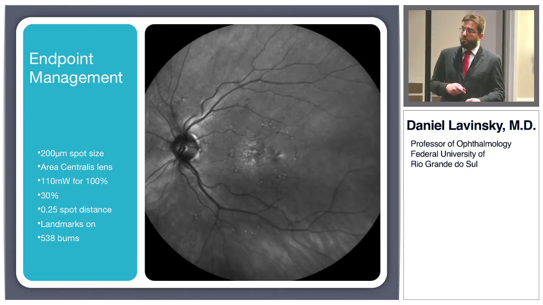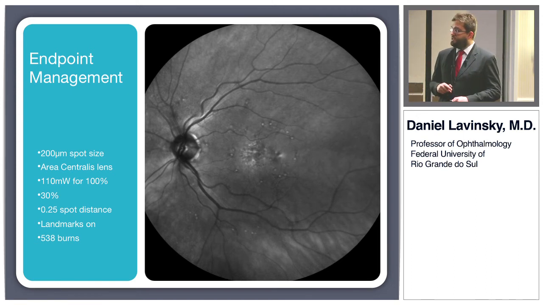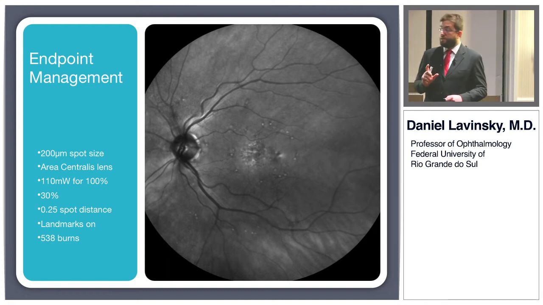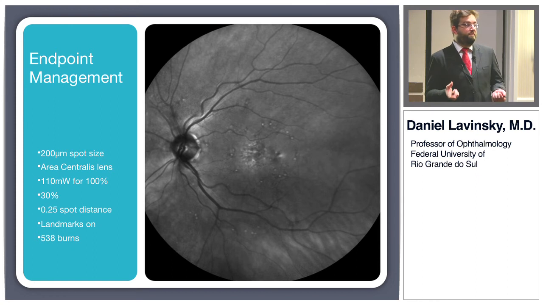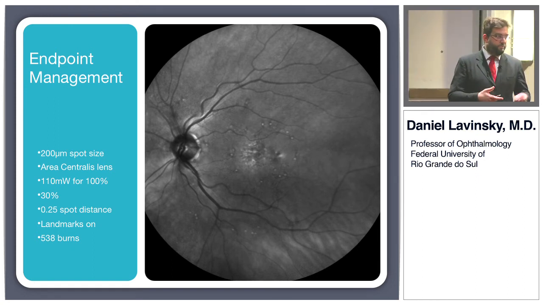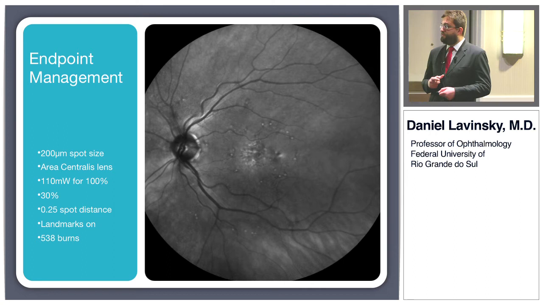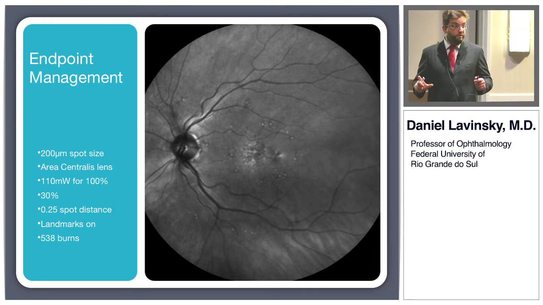So our protocol is basically we use a 200 micron spot size. We use this lens, which is 1:1 area to the retina. This was the power for the 100% burn, which we can see as landmarks. So these are the landmarks in the patient's retina. We know that we treated from here to the fovea almost confluently, so it's 0.25 spacing, although we only treated 50%, but in terms of seeing the spots, it's almost confluent.